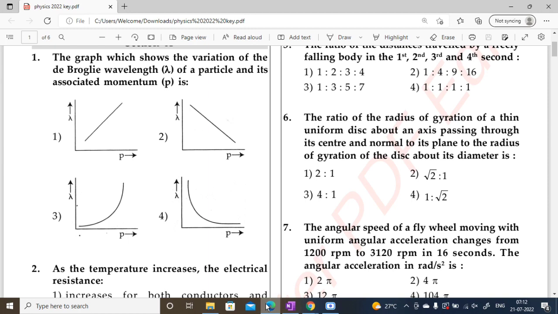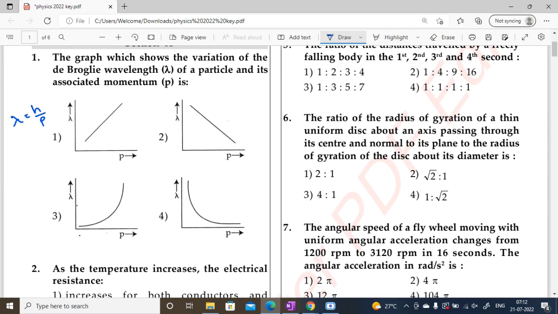The first question asks for the graph which shows the variation of the de Broglie wavelength of a particle and its associated momentum. We know very clearly that de Broglie's wavelength is given by h by p, where p is the momentum and h is Planck's constant. This is a direct expression from de Broglie's hypothesis, and it gives me that the wavelength is inversely proportional to the momentum.